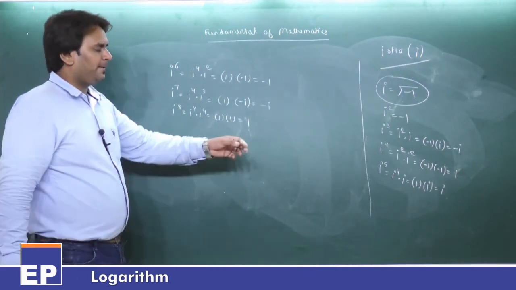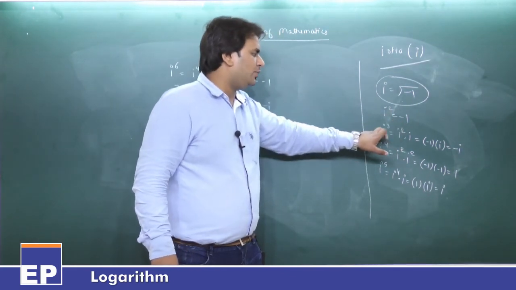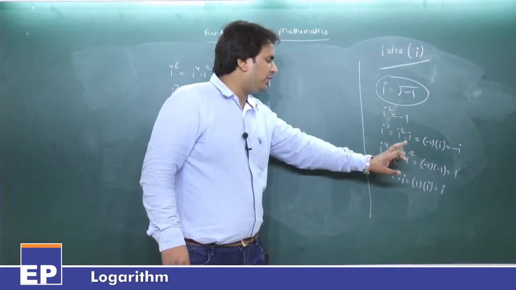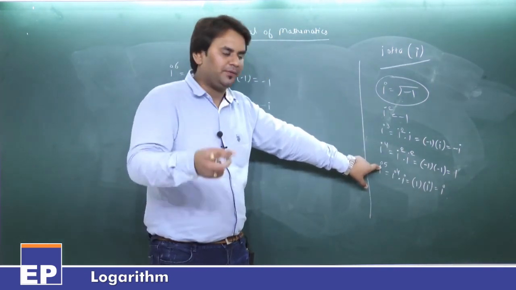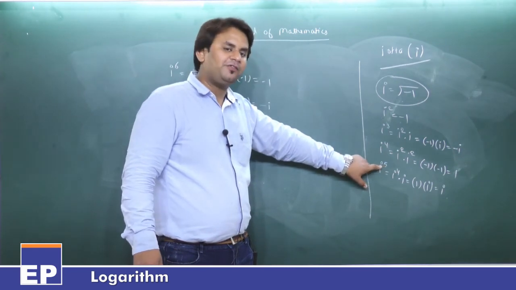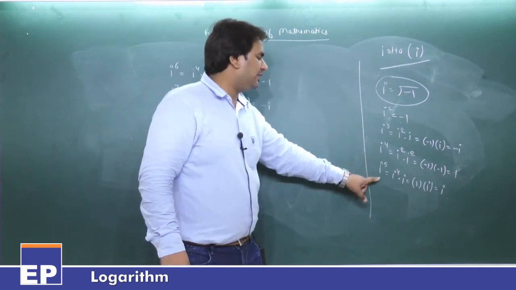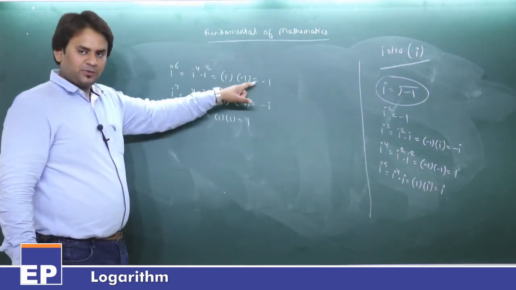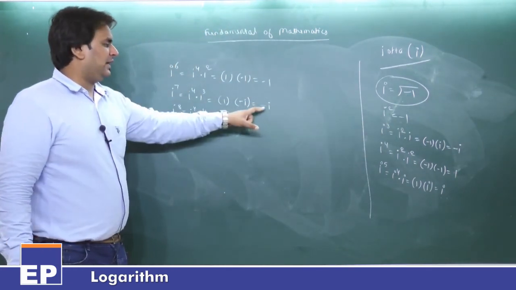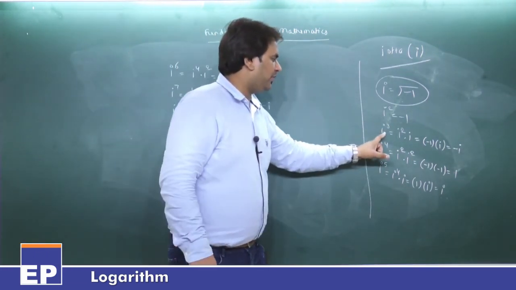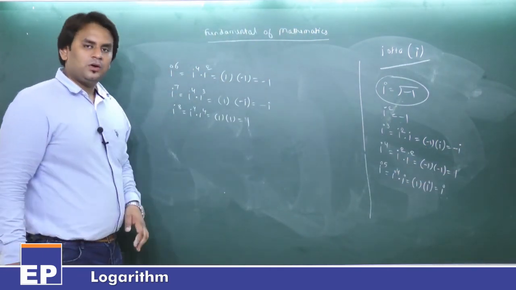Here see one thing. Iota is equal to under root -1, iota square is equal to -1, iota cube is equal to minus iota, iota to the power 4 is equal to 1. Now from iota to the power 5, the values start repeating. What is the value of iota to the power 5? That is equal to iota. It is repeated again. What is the value of iota to the power 6? That is equal to -1. What is iota to the power 7? That is minus iota. What is iota to the power 8? That is equal to 1.